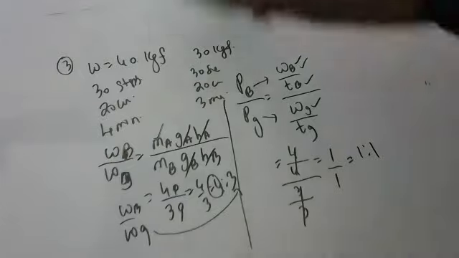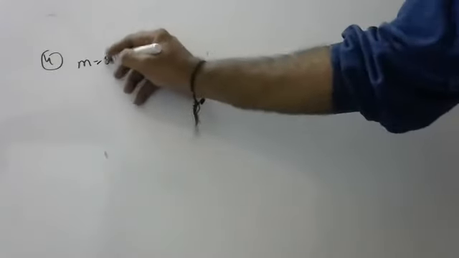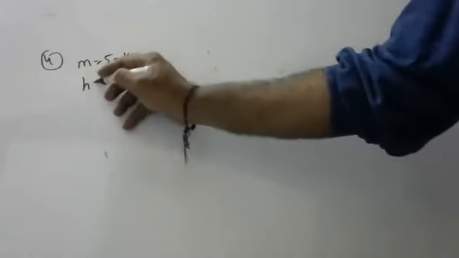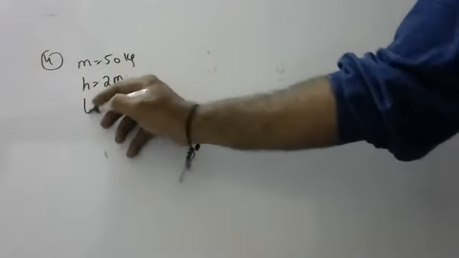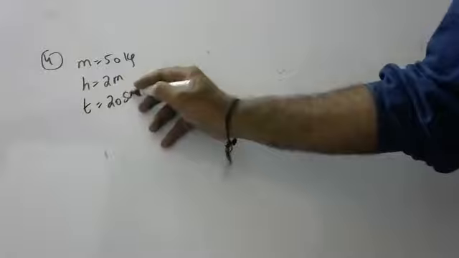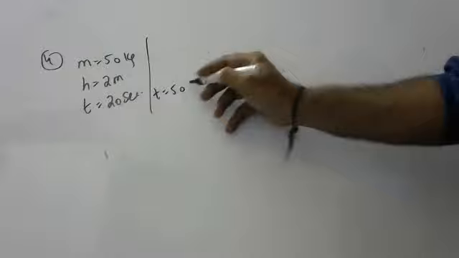Okay, 2 more sums I will let you. If you understand, well and good. Slowly, let's do this. A man raises a box of mass 50 kg from down. How much height is he raising? 2 meters in 20 seconds. While another man raises the same box to the same height in 50 seconds. Compare the work done and power developed by them.